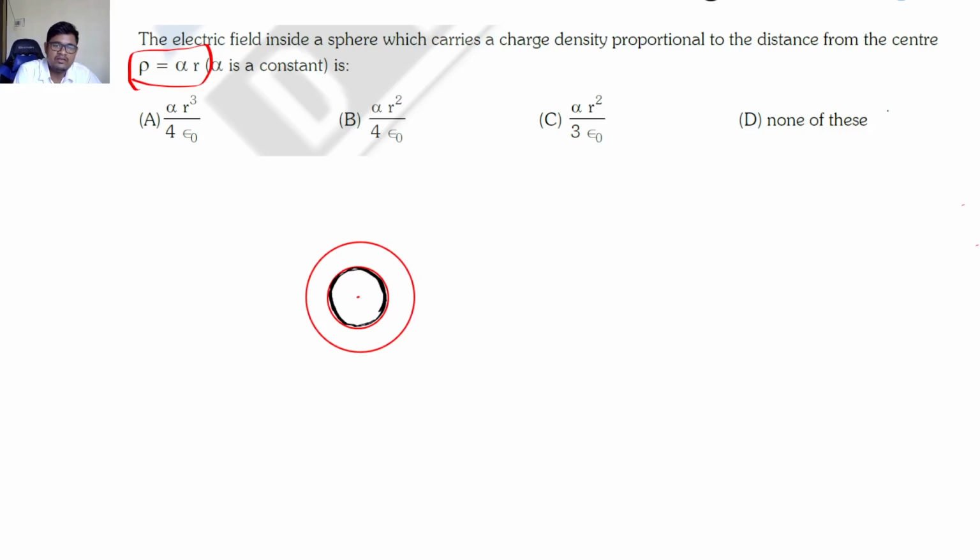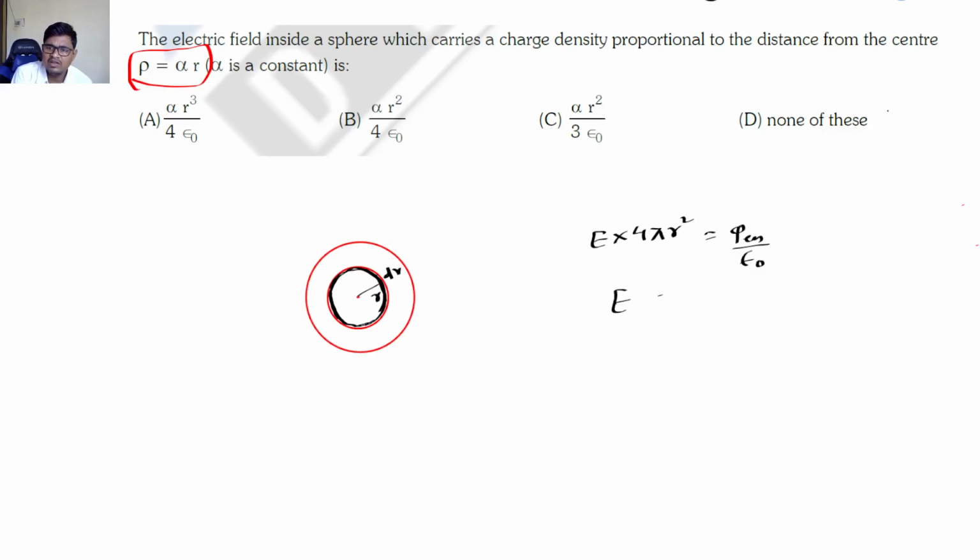So in a range of r to r plus dr, I will assume that rho is invariable because dr is tending to 0. So we can assume rho to be constant. So if I have to write the electric field at this point, then using Gauss theorem we can say that E into 4 pi r square, that's the flux through this sphere, should be equal to the net charge enclosed, that is Q enclosed by epsilon naught.